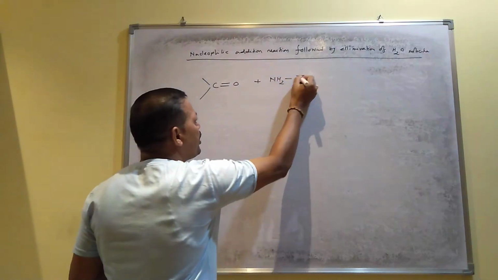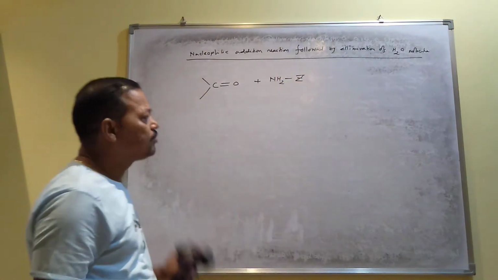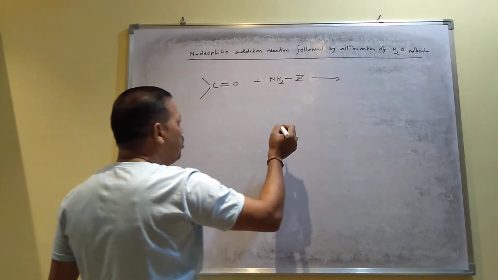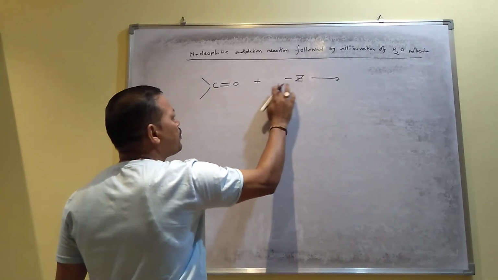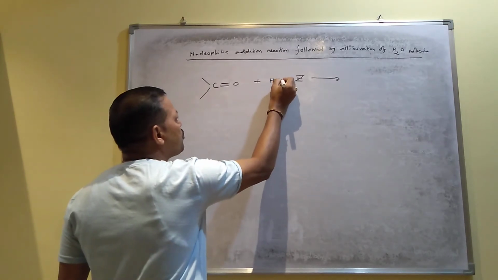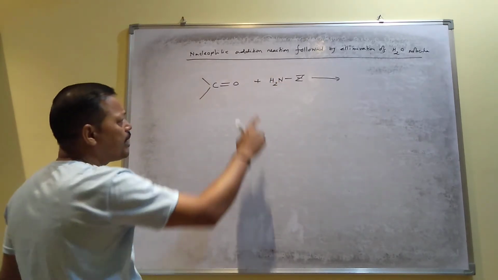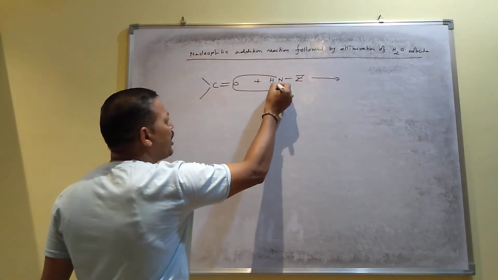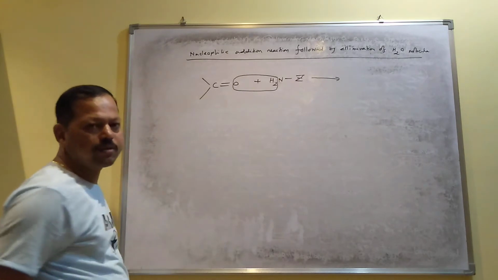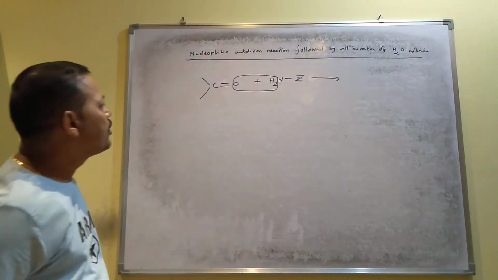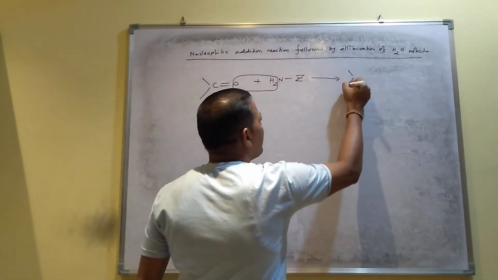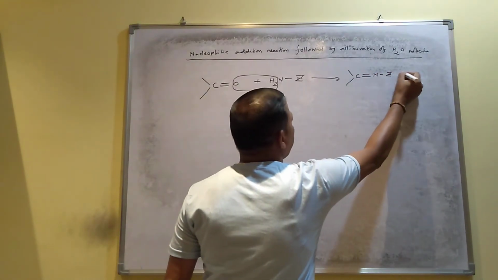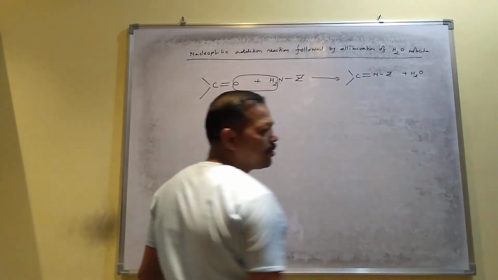Suppose this is your ammonia derivative NH2Z. The reaction takes place like this. This NH2, you can write it this way also, NH2. The hydrogen of the NH2 group combines with the oxygen and removes a water molecule, and the other part will join. Like this way you have to write the mechanism. It becomes NZ and it removes a water molecule.